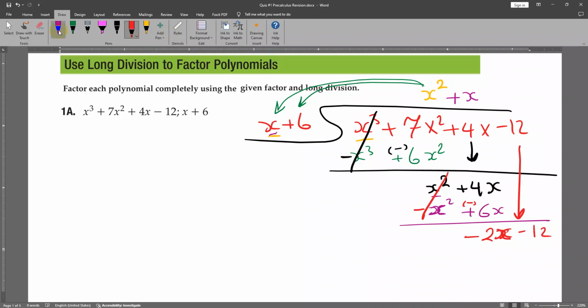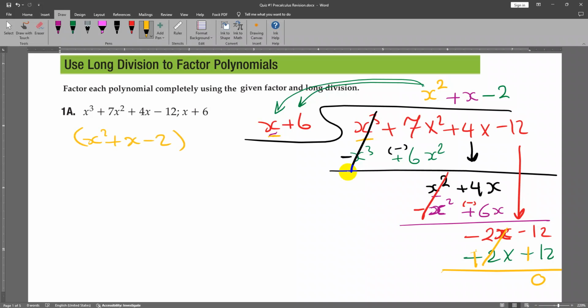Now let's repeat it one more time. Let's divide negative 2x by x, which gives you negative 2. Multiply, which gives you negative 2x, negative 12. Change the sign, cancelled, and this one gives you 0. And we're done. The answer will be x squared plus x minus 2. This is your answer.